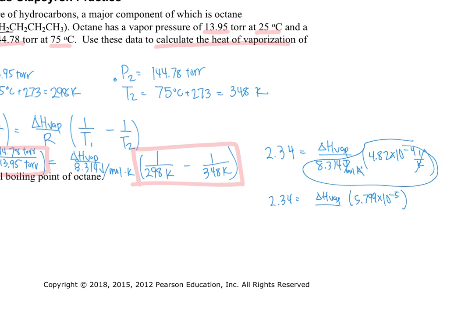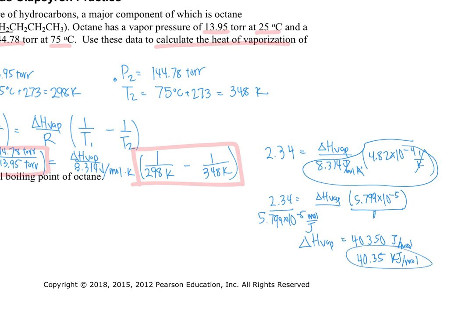And then we're going to divide that whole thing over. So we'll divide that guy down. So we'll do 2.34 divided by 5.799 times 10 to the negative 5th. And those units were mole per joule, which will then flip up. So we'll do 2.34 divided by that, and we get our delta H vap being 40,350 joules per mole, or we could divide by 1,000 and get 40.35 kilojoules per mole.